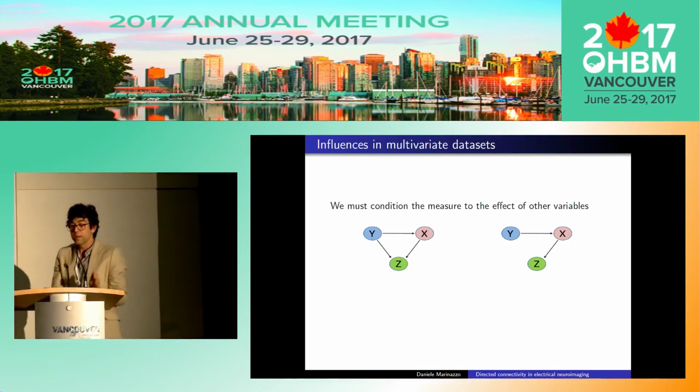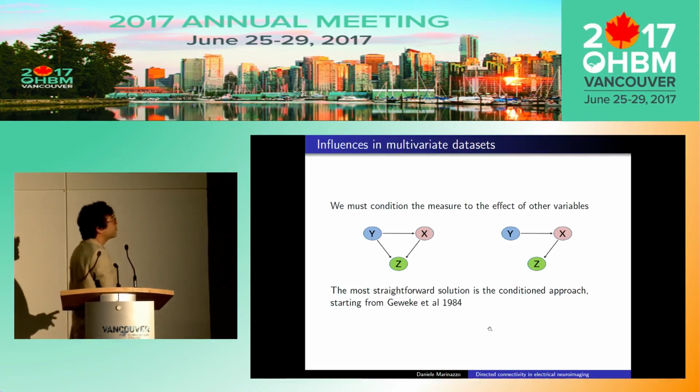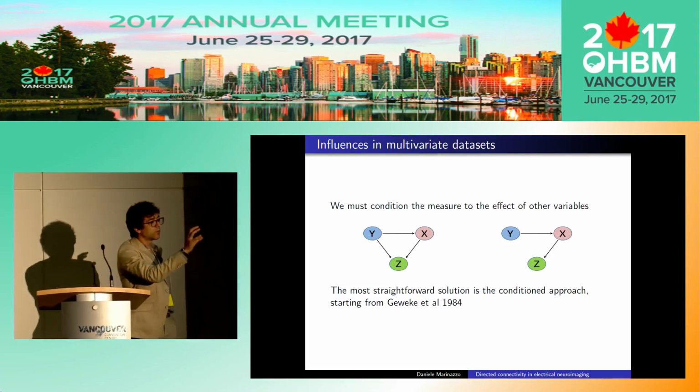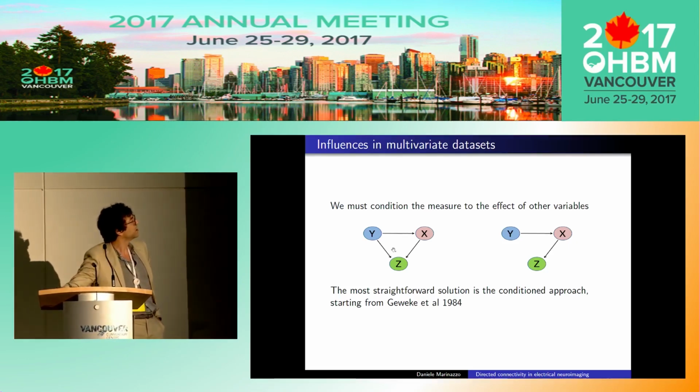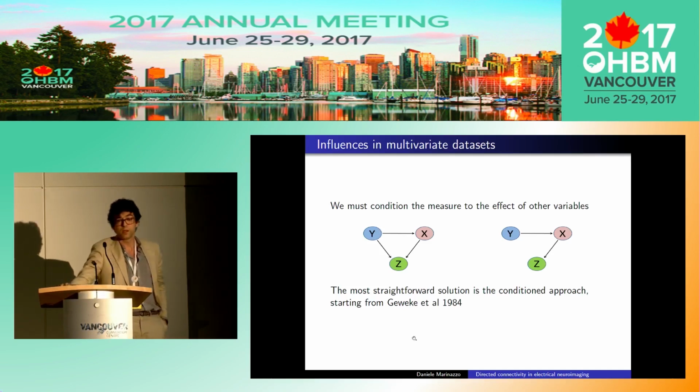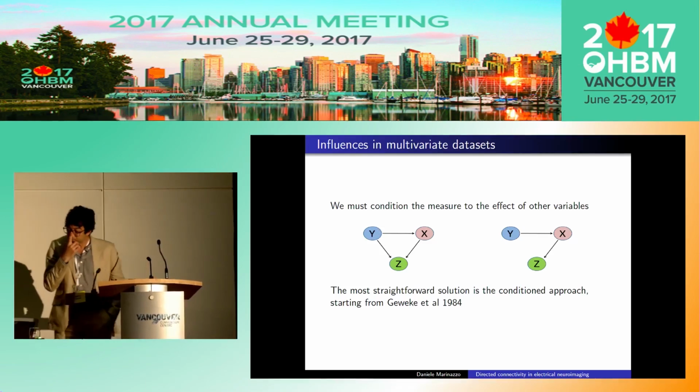So what do we do? Following the Geweke approach, we remove x from the model, and we see if the model becomes worse. In this case, the model doesn't become worse, so we can say that there is a direct connection between these two, and in this other case, the model becomes worse. On the other hand, we have a problem.